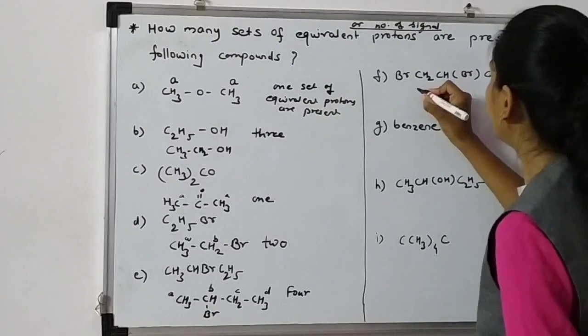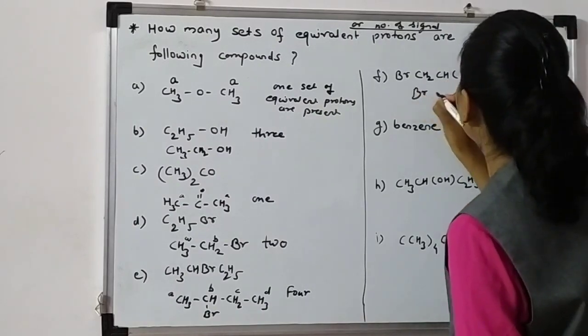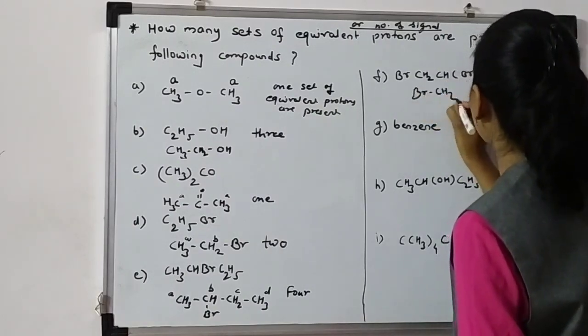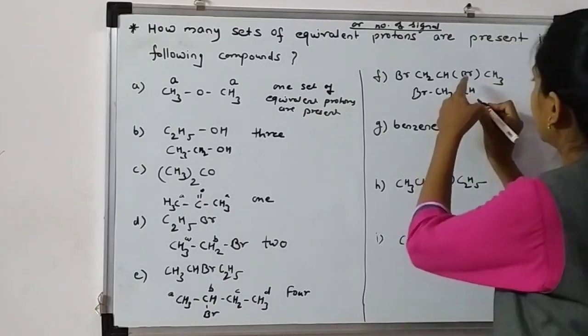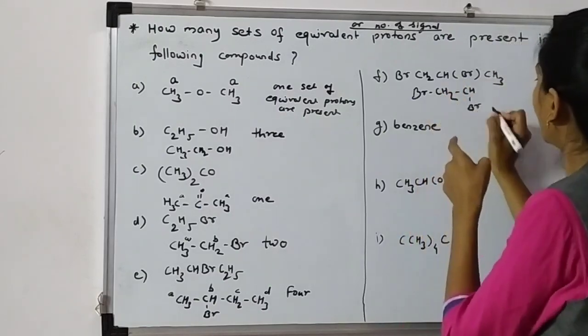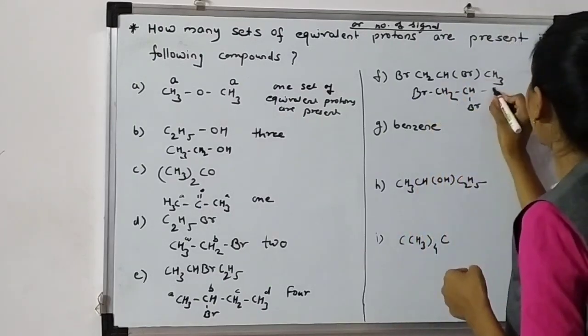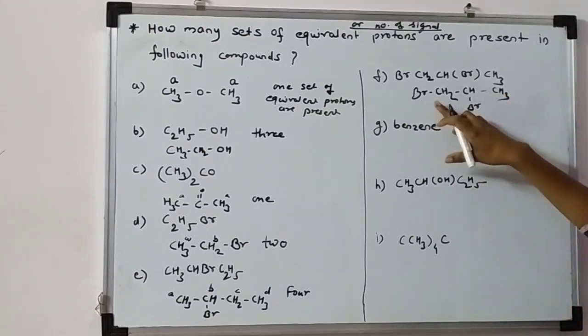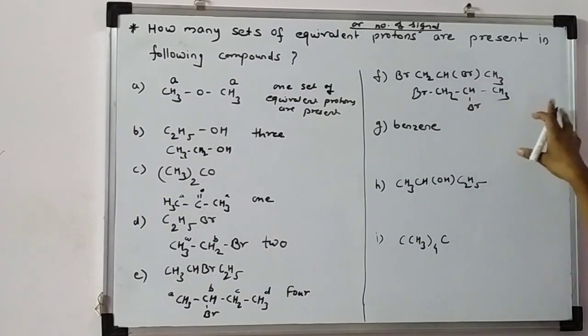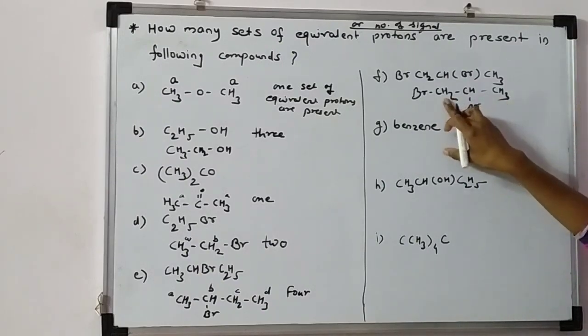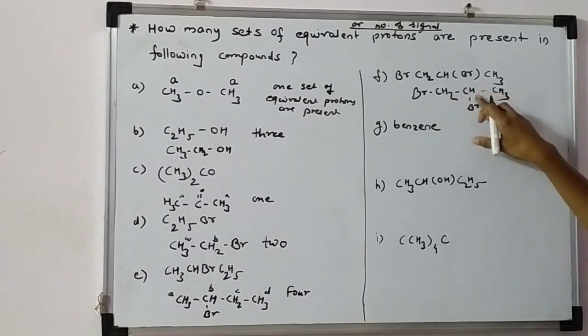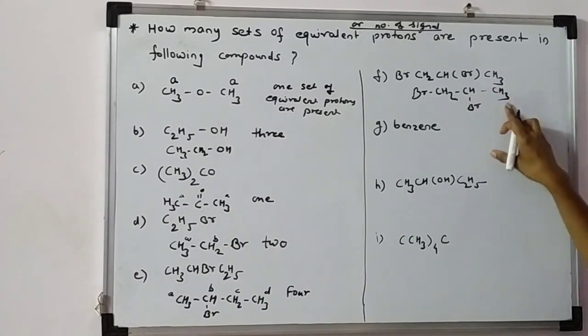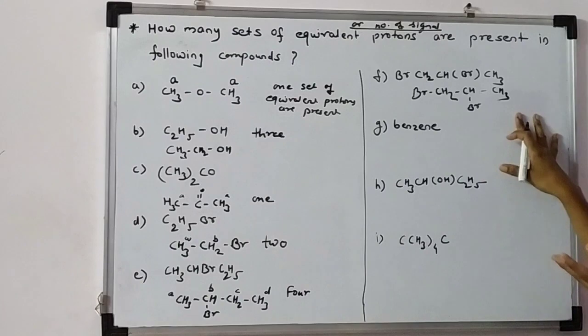Here we draw it like this: BrCH2CH. This bromide group is attached to this CH and CH3. Okay. How many sets of protons? Here one methylene group, one methyl group and one methyl group. That means we can say that there are three sets of equivalent protons.